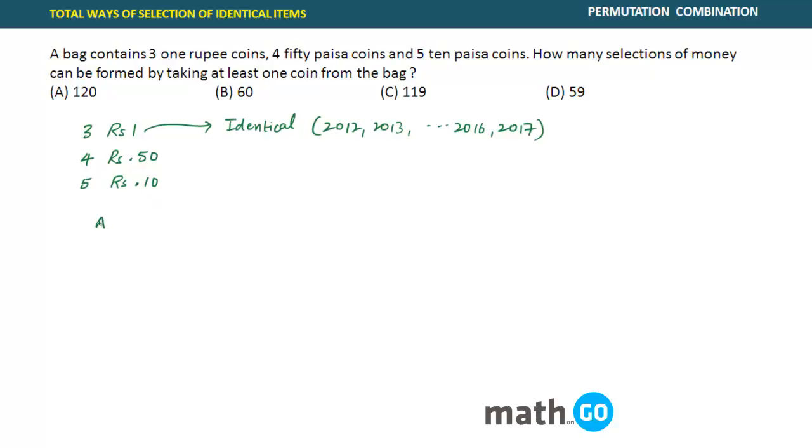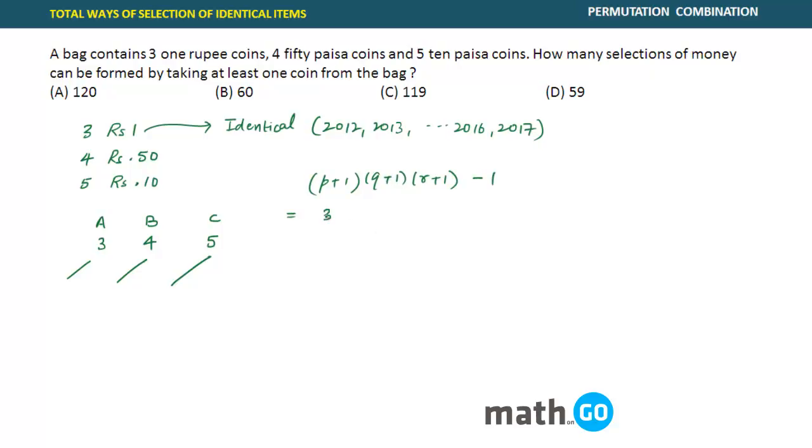So that means we can say there are 3 categories of identical items. The first is repeated 3 times, the second 4, and the third has 5. How many selections of money can be formed by taking at least one coin from the bag? So you will pick a coin from the bag, and you are being asked in how many ways you can do so. As simple as that. And now you people know the answer. This is p, this is q, this is r, and you have to select at least one coin from the bag. So the answer would be using this particular formula. Remember, we just did it. Very, very simple. So minus 1 for at least 1.